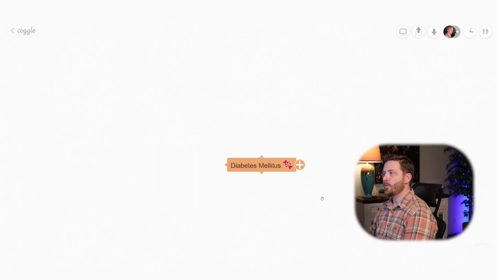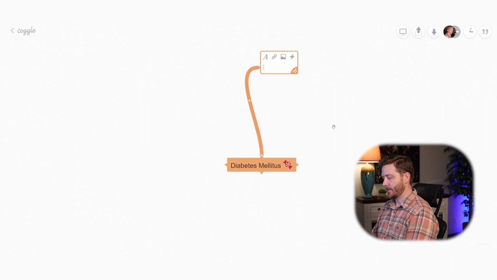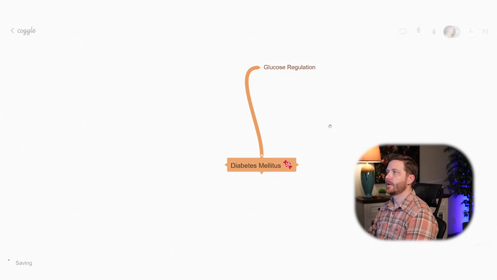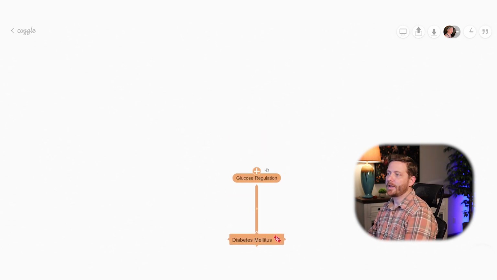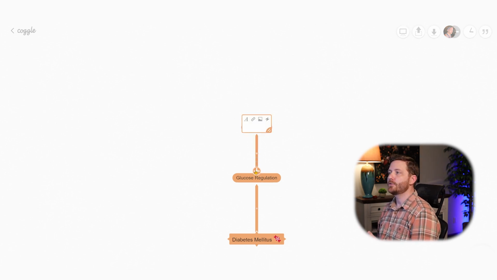Now, one of the major themes that we're thinking about here with diabetes mellitus is glucose regulation. So let's just put in glucose regulation. So specifically with glucose regulation, we're thinking about the endocrine pancreas and its endocrine functions concerning the two cells, the beta and alpha cells. So let's put in the endocrine pancreas.